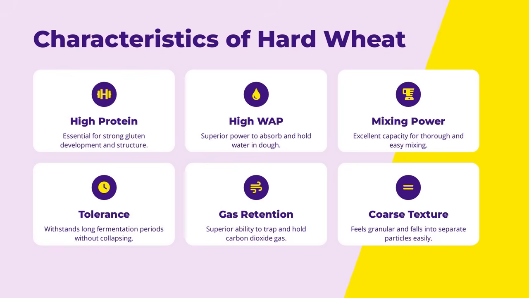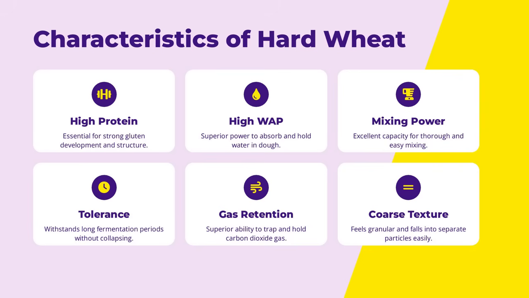The first characteristic is high protein content. Hard wheat contains a greater amount of gluten-forming proteins than other wheat varieties. These proteins produce strong and elastic dough that can hold gas efficiently during fermentation. The second characteristic is high water absorption power. Hard wheat flour absorbs and retains more water while preparing dough. This improves dough consistency and also increases the final bread yield.